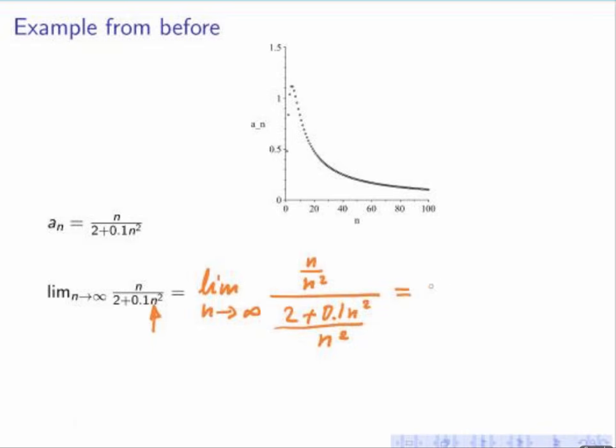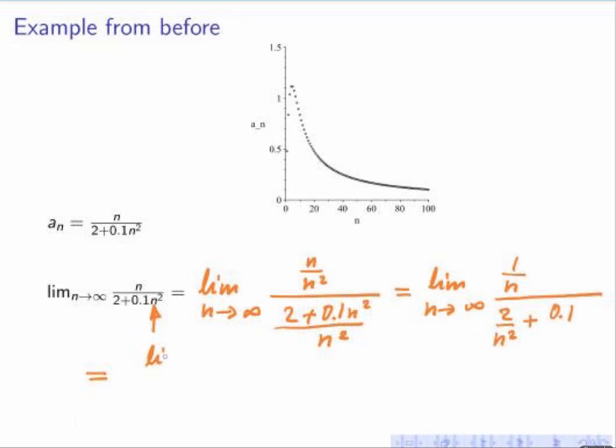But now let's compute this out. So this is the limit as n goes to infinity. Here we keep a 1 divided by n, and in the denominator we get a 2 divided by n squared plus 0.1, and the n squared there cancels. Okay, now we use one of the rules for the limits. So the limit of a fraction is the fraction of the limits. That's what we use.